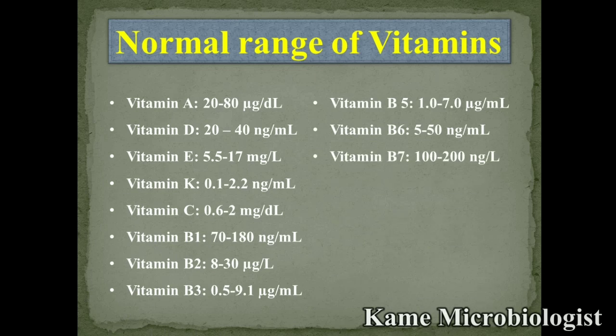Vitamin B7 is 100 to 200 nanogram per liter. Vitamin B9 is 3 to 17 nanogram per milliliter. Vitamin B12 is 200 to 900 picogram per milliliter. Now these are the normal ranges.